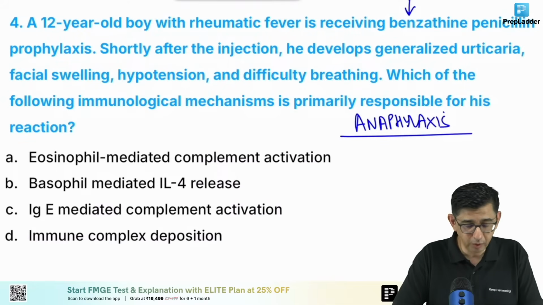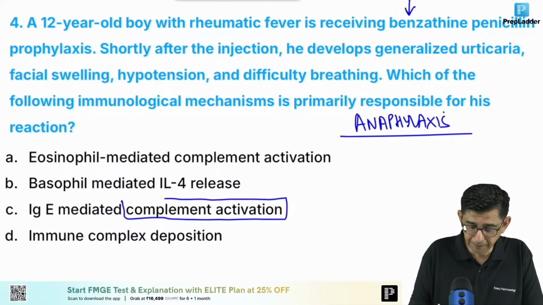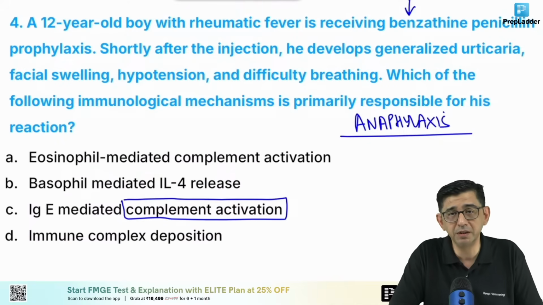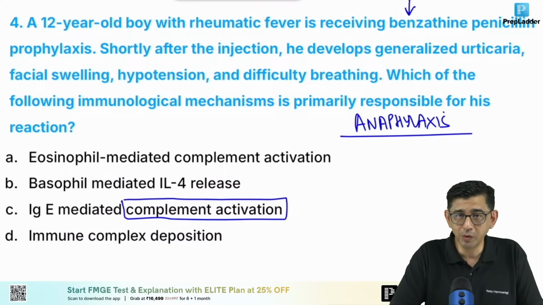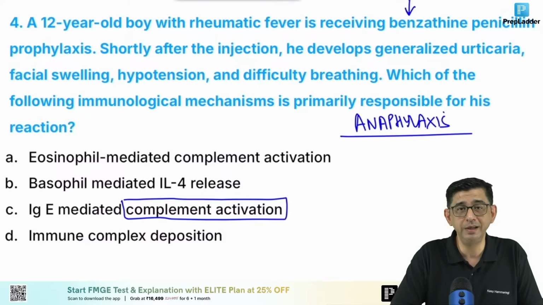I'm getting a predominant answer as option number C for this, that is immunoglobulin E mediated complement activation. Guys, immunoglobulin E is fine, but there is no complement activation that is occurring here. There is no destruction as such happening. No, it is bronchospasm. It is laryngeal edema that is occurring. It is swelling that is occurring. So the correct answer for this question is obviously not C.